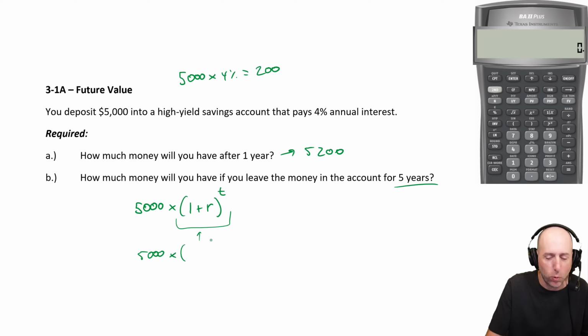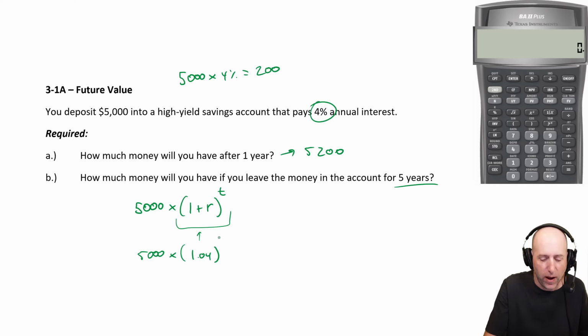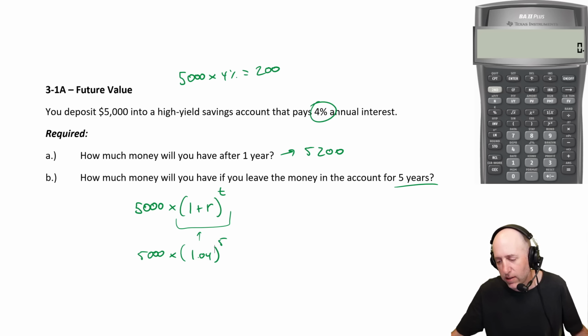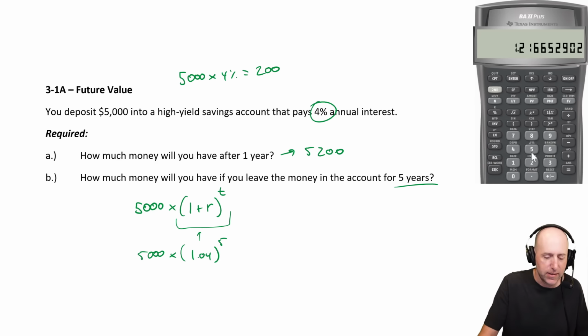So 5,000 times 1 plus R. Well, what's 1 plus R? It's 1 plus 4%. It's 1.04 to the T, 5 years. 1.04 to the power of 5. Okay, so let's punch that in our calculator. 1.04, y to the x, that means to the power of, and it's the power of 5. So 1.2166, that's what this equals.